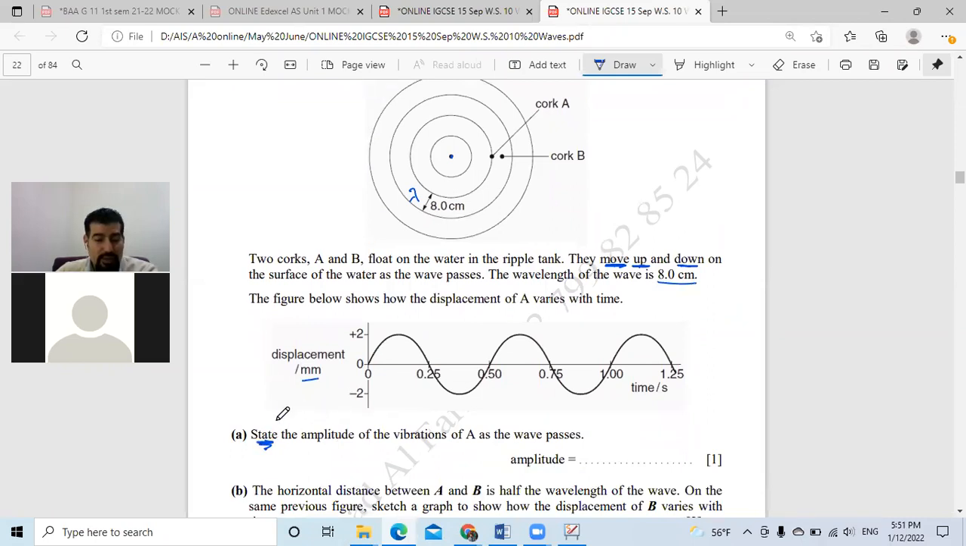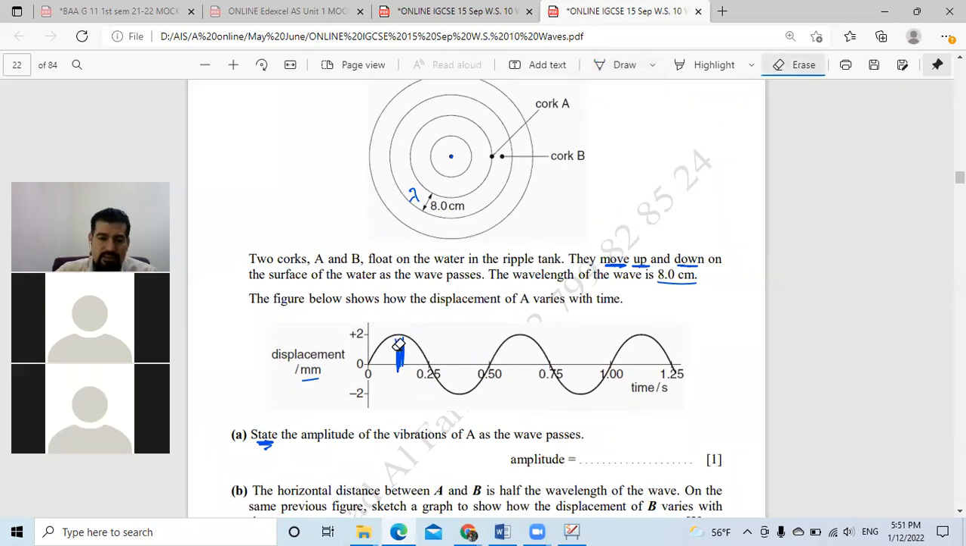State, that means you know the answer. State the amplitude of the vibration of A as the wave passes. How much is the amplitude? Exactly, it's 2 millimeters, shukran. So I'll write 2.0 millimeter, because from here this is 2, and this is the unit in millimeter. The amplitude is the displacement from the equilibrium position to the maximum point up or to the lowest position down.